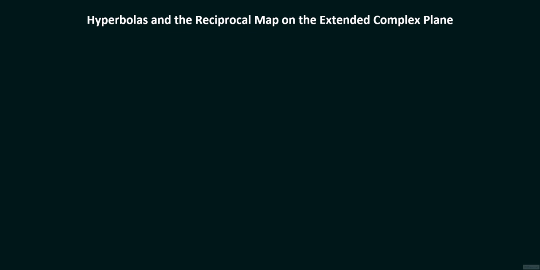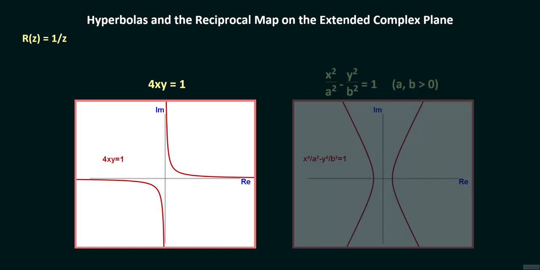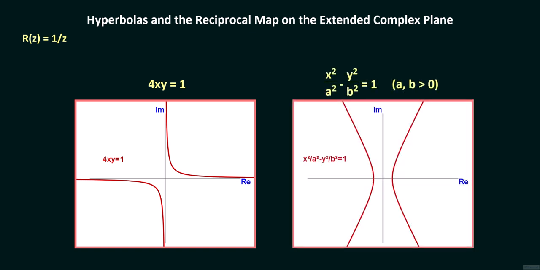In this lecture, we describe what happens to a couple of hyperbolas when the reciprocal map is applied to the points on each hyperbola. We designate the reciprocal map as uppercase R of z, where R of z equals 1 over z. The hyperbolas that we will work on are given by the equations 4xy equals 1 and x squared over a squared minus y squared over b squared equals 1, where a and b are positive real numbers.